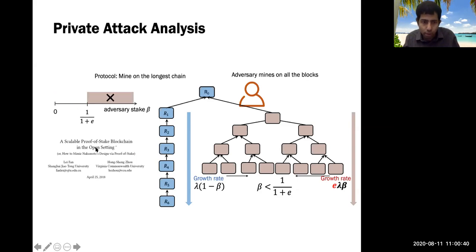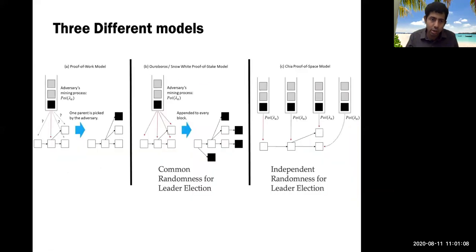So we know by this private attack that if your adversary ratio is greater than 1 over 1 plus E, the protocol is not secure. If it's less than that, if only the private attack is there, then the protocol may be secure, but we do not know if that is the only attack. In fact, there has been a series of papers, including our own earlier paper, which propose other attacks on these blockchains, including balancing attacks. It's not clear at what threshold these attacks can be executed, but our main result is first creating a mathematical model for this particular family of protocols.